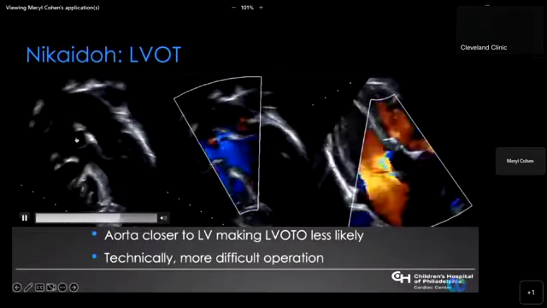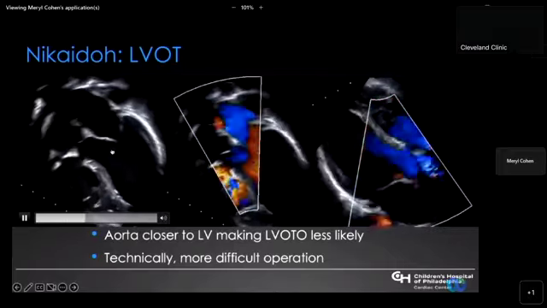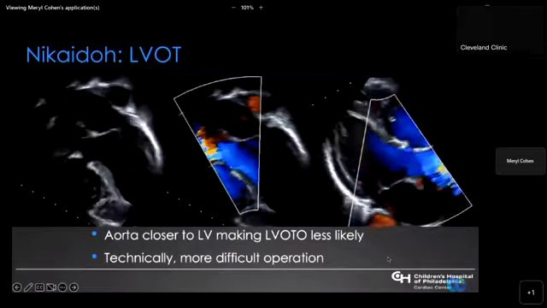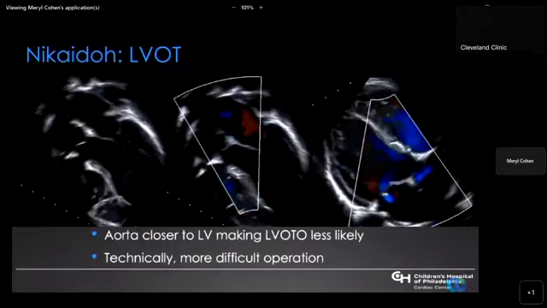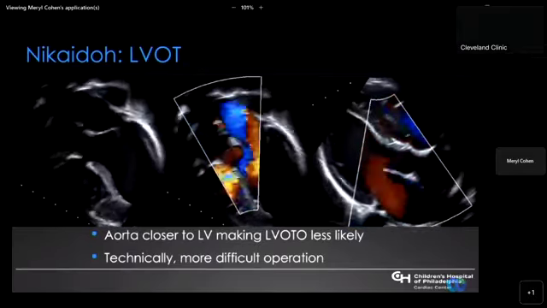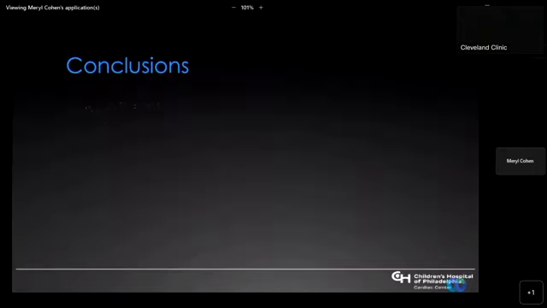You can essentially see mitral to aortic continuity, as the aorta has been moved closer to the left ventricle. Technically, this is a more difficult operation, but it leads to essentially more normal anatomy, such that there's no real risk of left ventricular outflow tract obstruction.